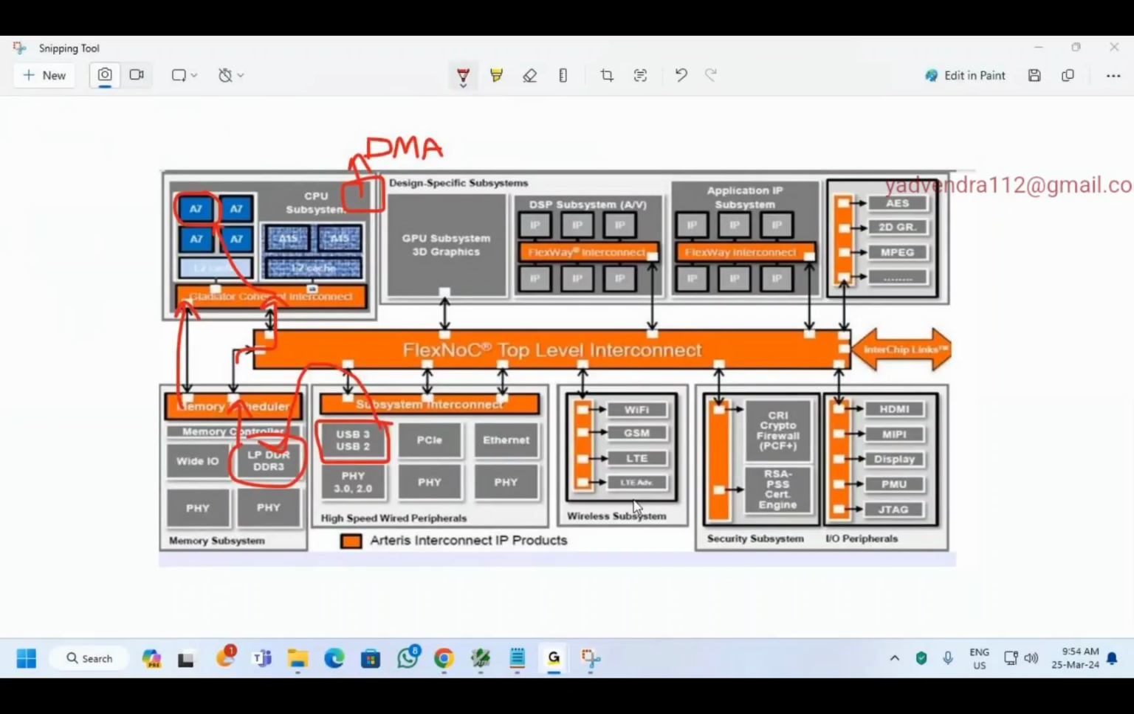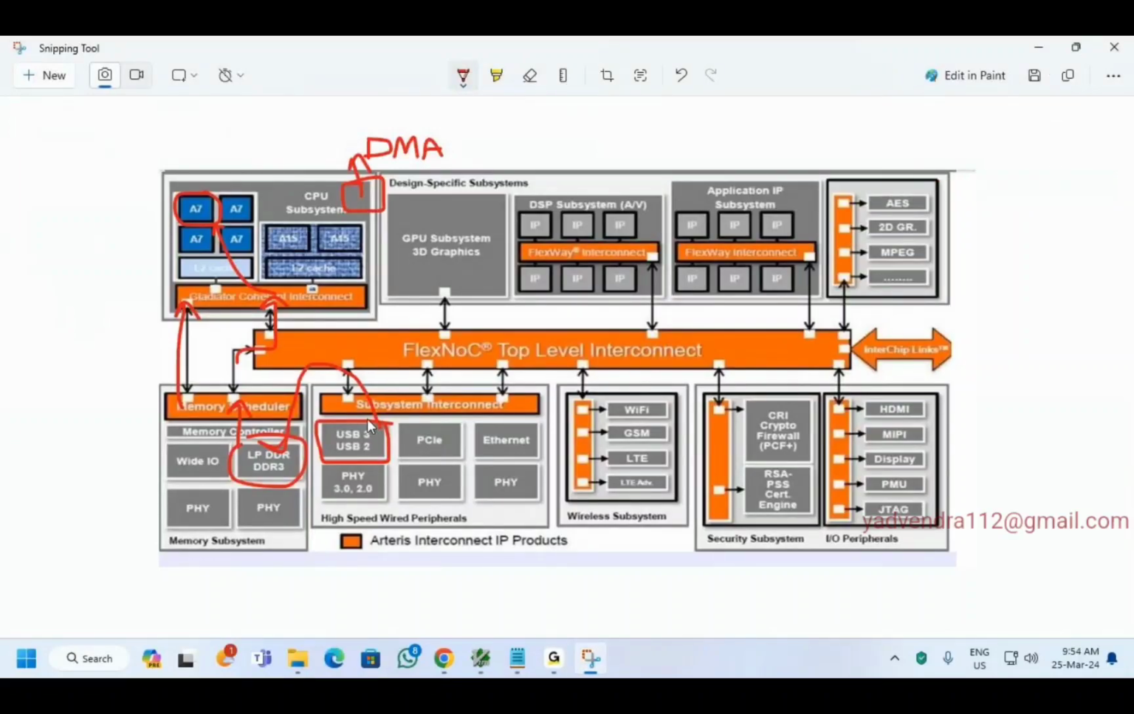So what is this minimum intervention? My processor will tell it from where it needs to take the data and where it needs to store the data. It will tell the source and destination address, and how much data to copy, how many bytes of information to take from the source and where to copy. All this information the processor will first dump into the DMA controller. Based on that, my DMA controller will work.